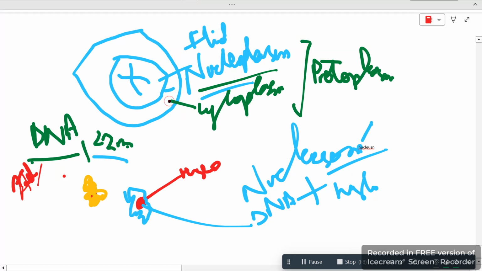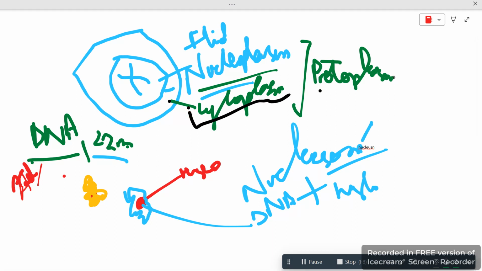Let's start with this fluid, the nucleoplasm and the cytoplasm. These both terms together are known as the protoplasm. This term is very common. You will find it everywhere in this cell structure chapter.